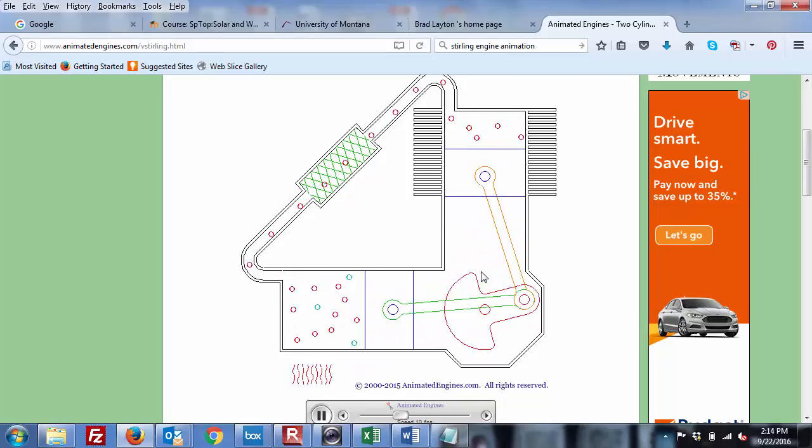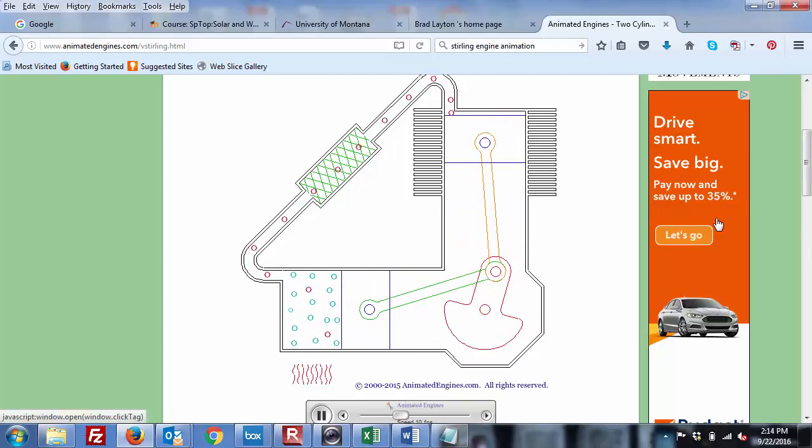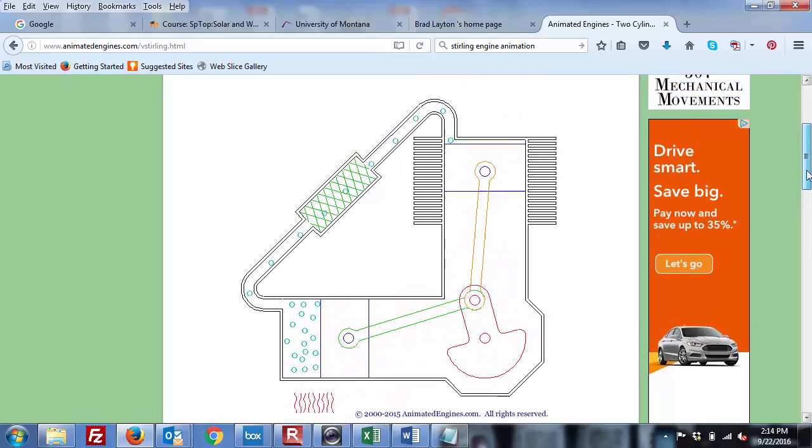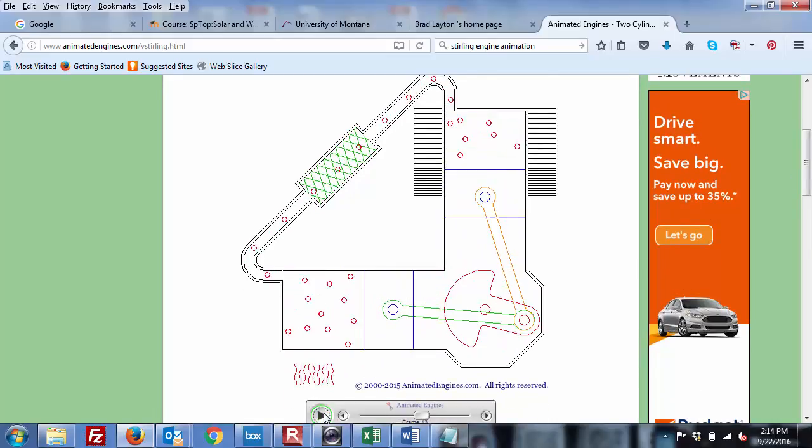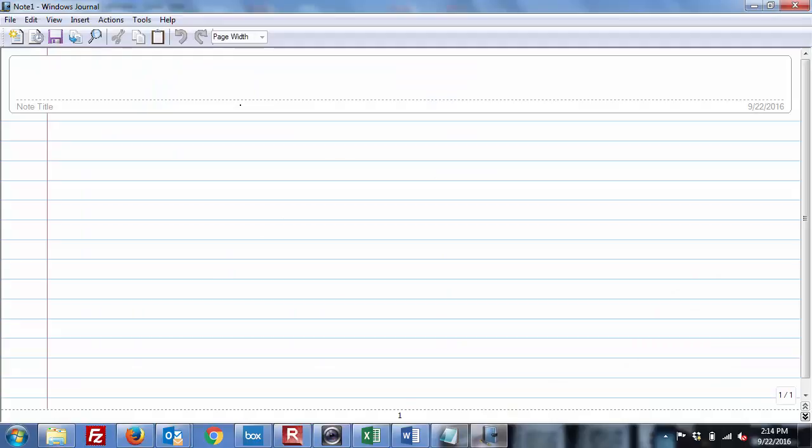It's also worth noting, let's see if there's a way to pause this guy. Let's just pause it. It's also worth noting that these two sides are always 90 degrees out of phase. That's another key element of the Stirling engine. So let's get the notes going here a little bit.